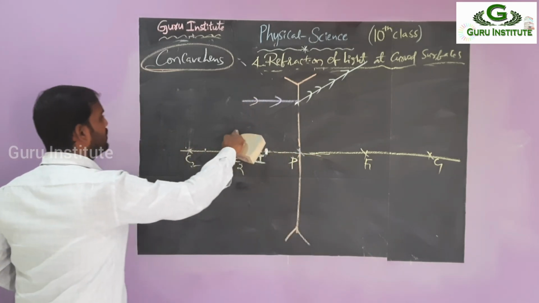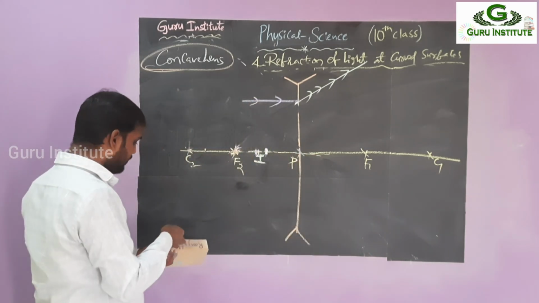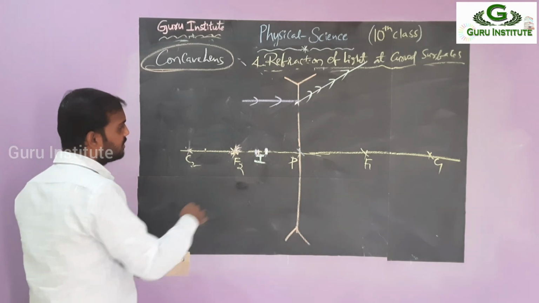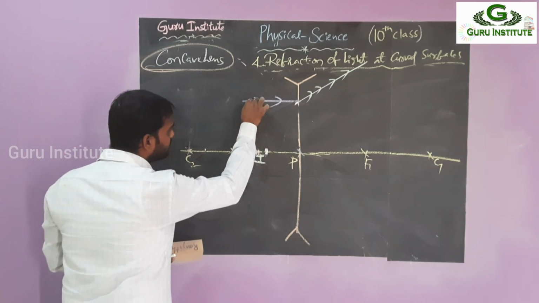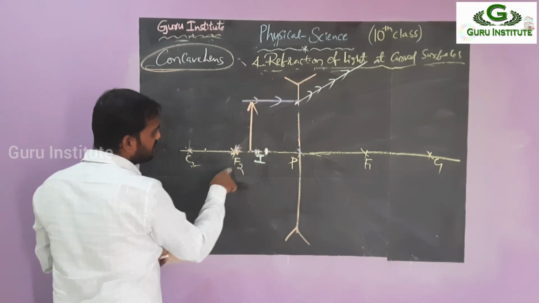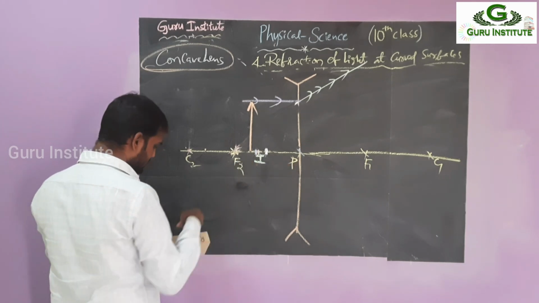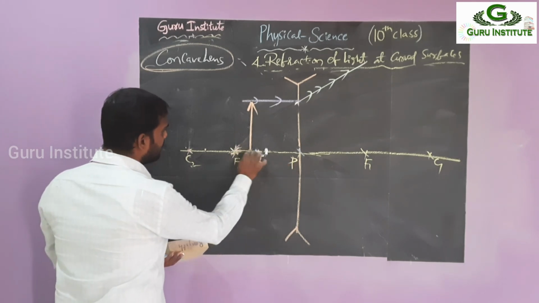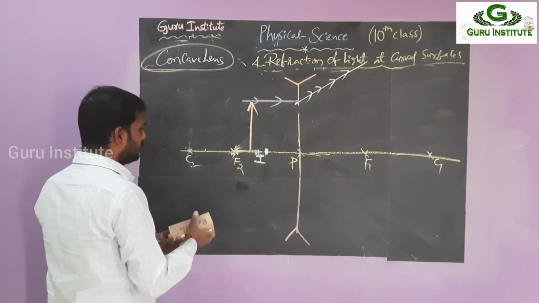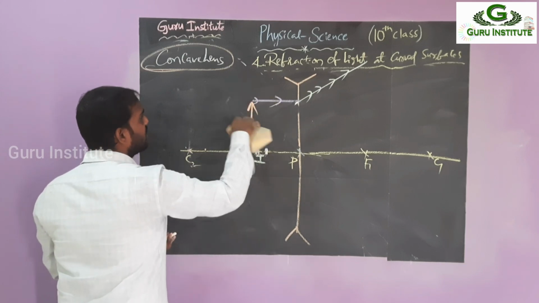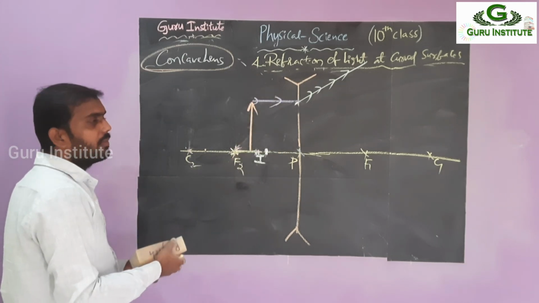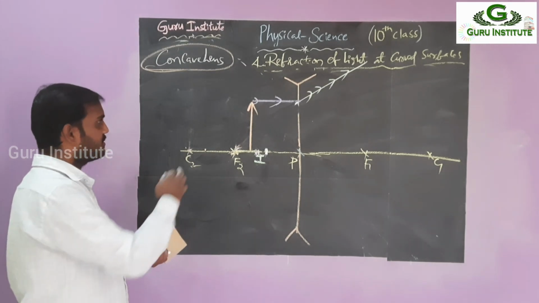Right. Next, what is the next case? The object is between F and P, so I am keeping the object here only. This is F, this is P, right? So I am placing the object here between F and P. Now this is the incident ray parallel to the principal axis, and that is moving like that.